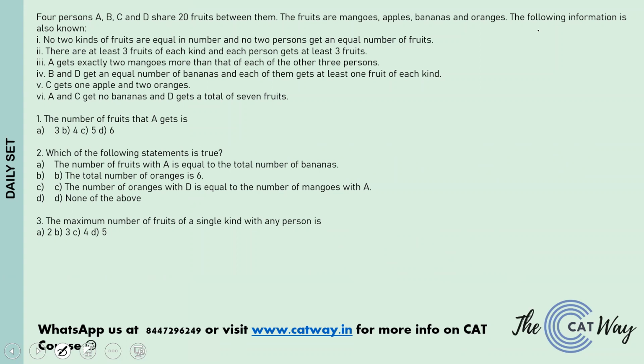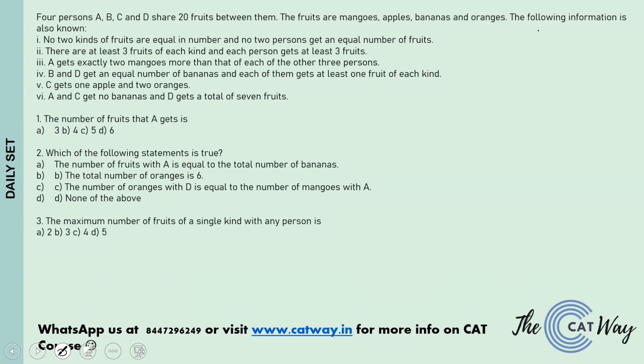B and D get an equal number of bananas, and each of them gets at least one fruit of each kind. C gets one apple and two oranges, and A and C get no bananas, and D gets a total of seven fruits. So this is a very basic set of distribution.